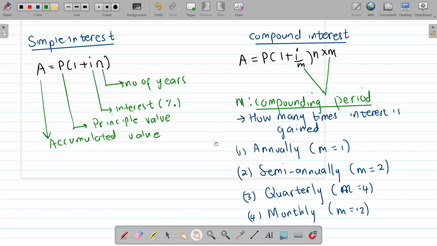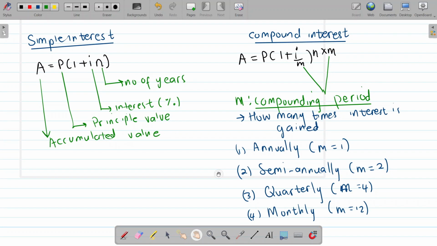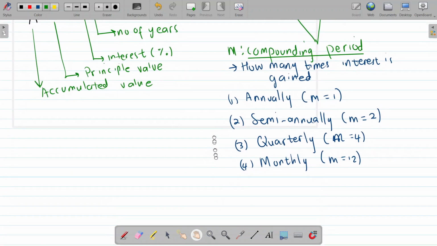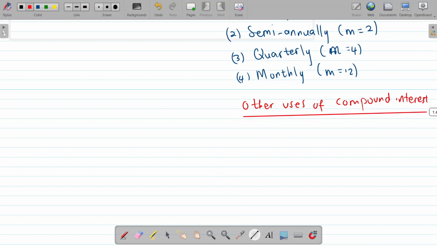So that is growth, simple interest, and compound interest. Now let's get into the other uses of compound interest. What can we use compound interest for besides growing money?